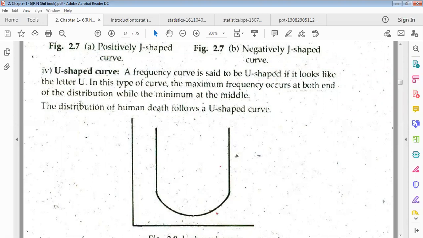So the distribution of human death follows a U-shaped curve. Suppose this is the birth. And this is after growing, and this is the middle. Then up, then again it is increasing. This is old age. Then this is the death. This is the birth, and this is the death in the distribution for any man. So it is actually called a U-shaped curve.